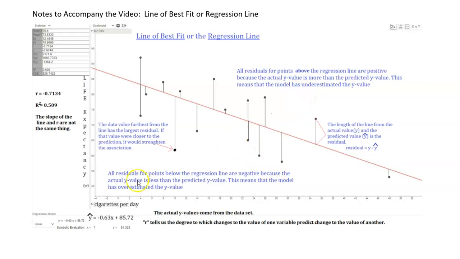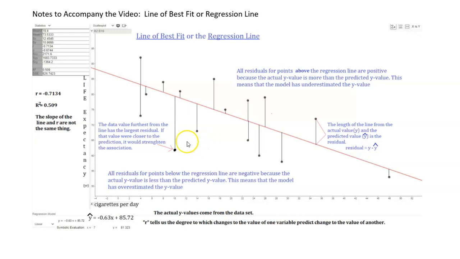On the other side of that, all points below the regression line are negative because the actual y value is less than the predicted y value. So if the actual is 80 and it's predicted to be 82, well then 80 minus 82 would definitely give us a negative number. So these are all negative residuals down here. And what that means is that the model overestimated that y value in this case.